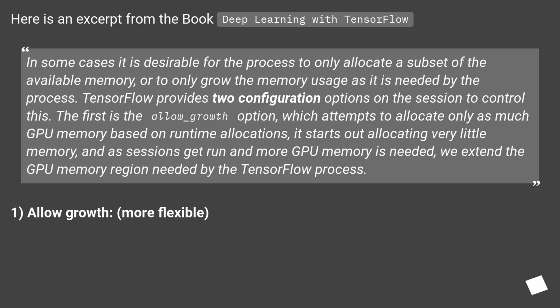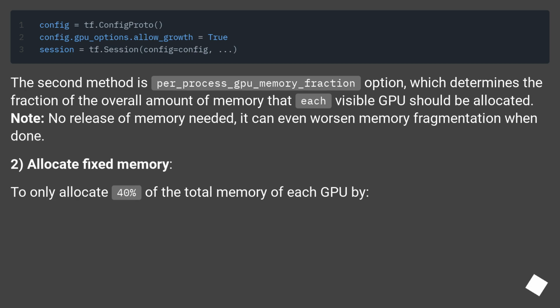1. Allow growth more flexible. The second method is the per_process_gpu_memory_fraction option, which determines the fraction of the overall amount of memory that each visible GPU should be allocated.